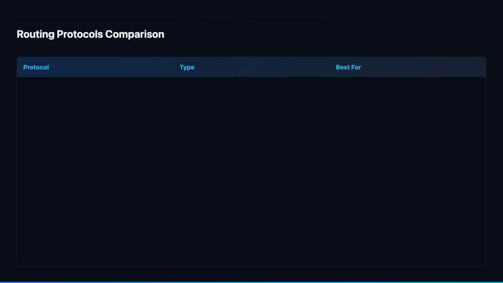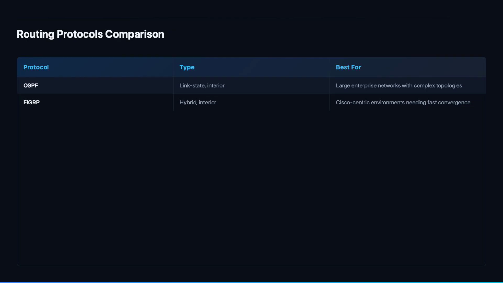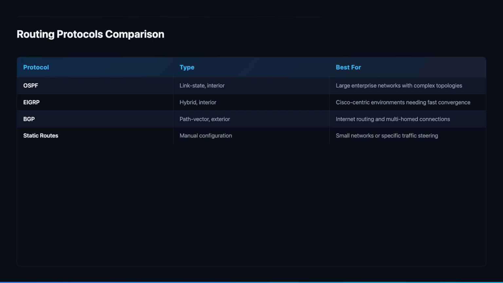Choosing the right routing protocol depends on the network size, complexity, and performance requirements. OSPF converges quickly and scales well, making it the go-to protocol for enterprise networks. EIGRP combines the best features of distance vector and link state protocols with rapid convergence. BGP is the protocol that holds the Internet together, managing routing between autonomous systems worldwide. Static routes give us full control over traffic paths and are ideal for simple or highly predictable network topologies.